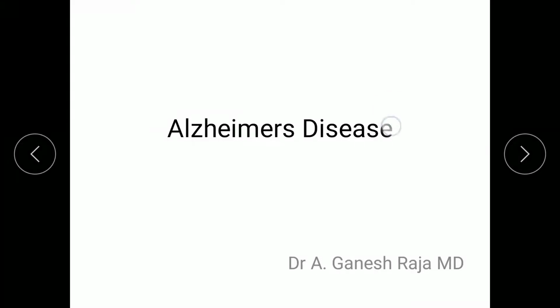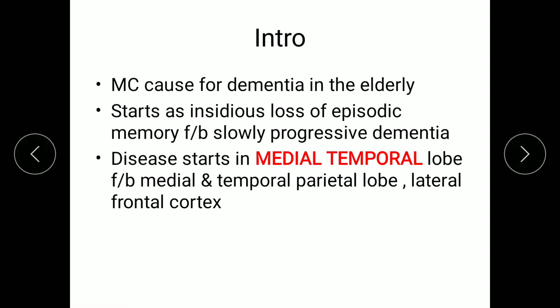Alzheimer's disease. This is the most common cause for dementia in the elderly. This disease usually starts as insidious loss of episodic memory, which is followed by slowly progressing dementia. And the disease usually starts in the medial temporal lobe and then spreads to the other parts of the brain. That is, the brain will undergo atrophy.